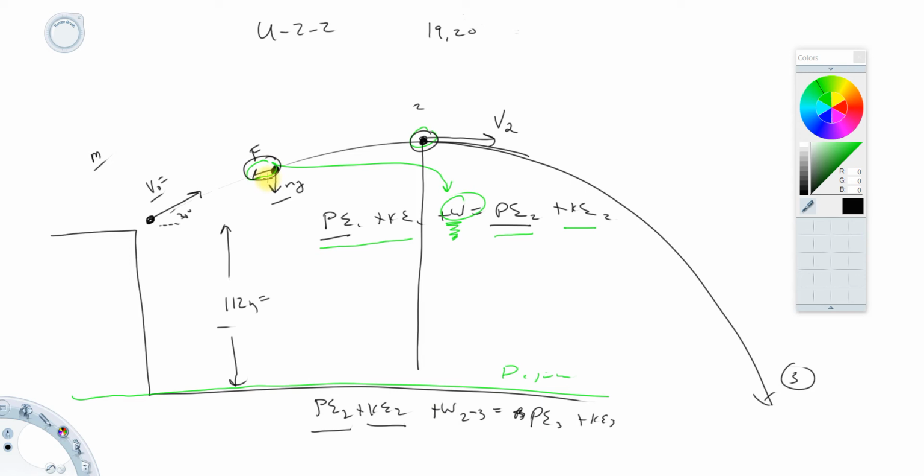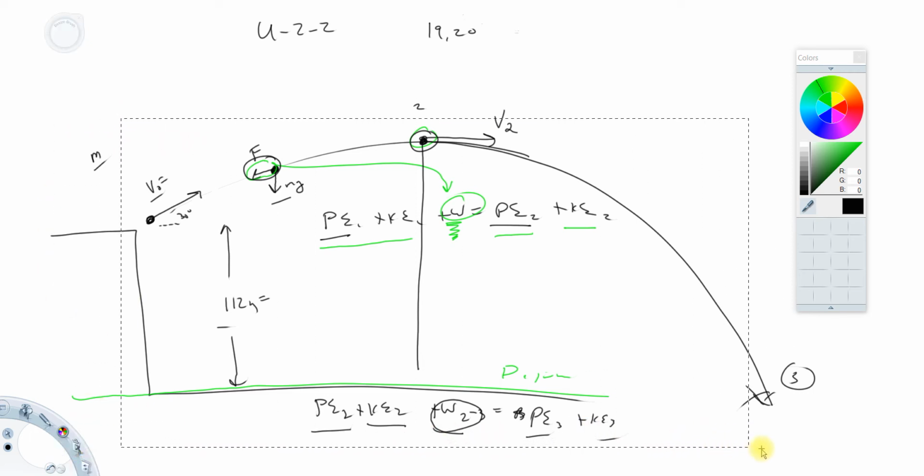If this force stays put, you're going to have a work term, and they tell you something like to assume that that work is half of what it was before. So you're going to take your answer to part B, and you're going to use half of that here. And that's just what they tell you to do. There's no way to really know that in an actual problem. But PE3 is going to be 0 because you're at your datum. KE3 is 1/2 mv squared. That should get you through 19.